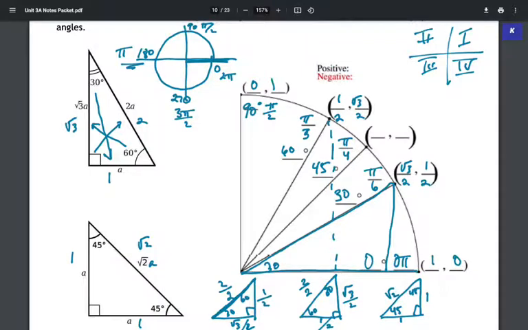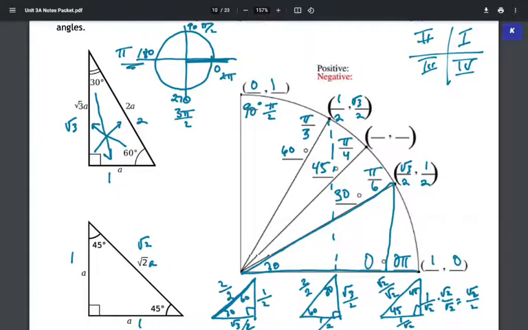We want it to be on the unit circle, so we're going to divide everything by the square root of 2 this time. That way the radius will be 1. Now we're supposed to rationalize this, so we'd multiply it by the square root of 2 over square root of 2, which gives me square root of 2 over 2.